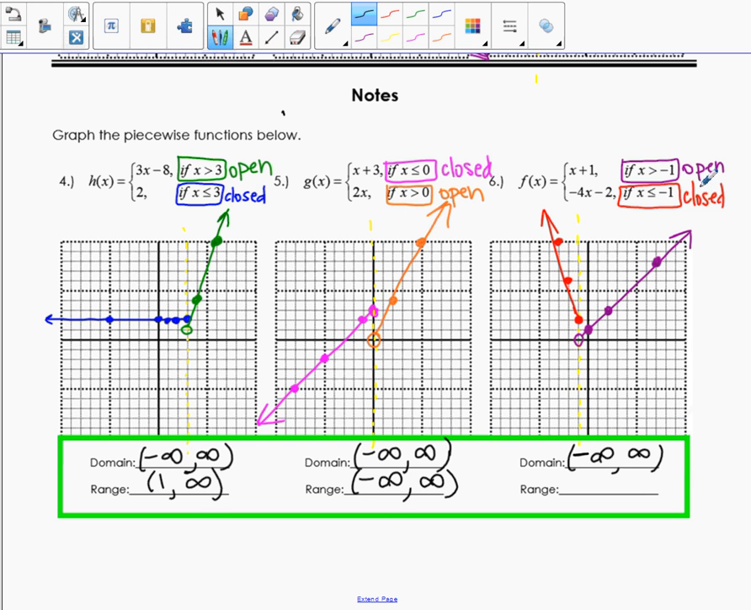And your range, well, the smallest y value we're getting, there's nothing going on down here. So the smallest y value you're getting is at 0, and that's an open circle. So it's a parenthesis, we're not including it. And then up from up above, every y value is covered, so it's 0 to infinity. Okay.